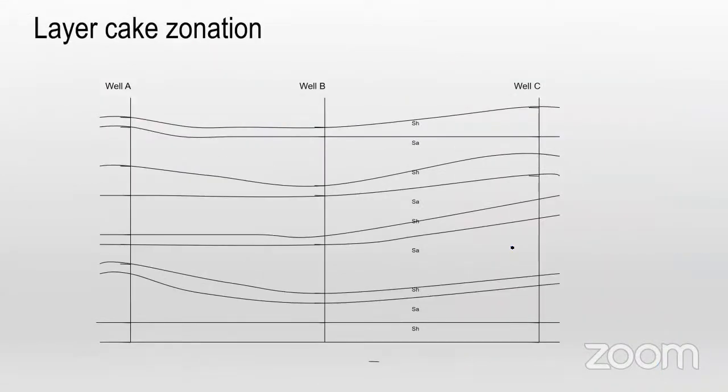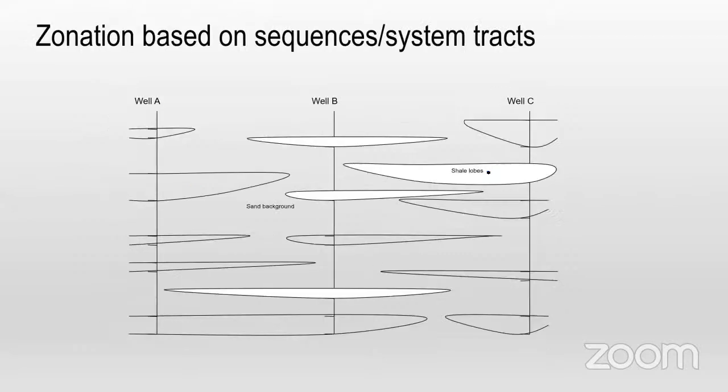Okay, as I mentioned, we have two types of zonation. One type is based on lithostratigraphy. You see that we have 3 wells. We have shale, we connected just the shale with each other. We connected the sandstone with each other, etc. Another type of reservoir zonation is based on sequences or system tracts. So you can see that they are not continuous.